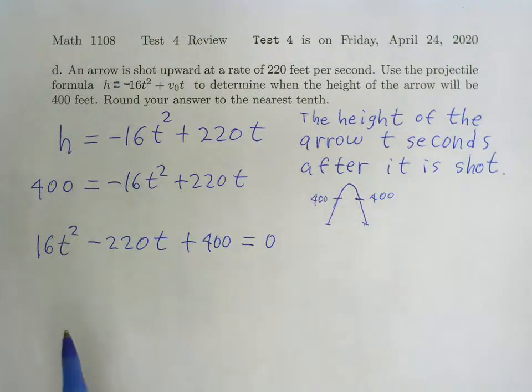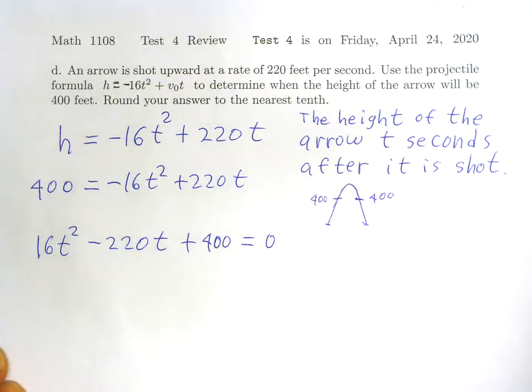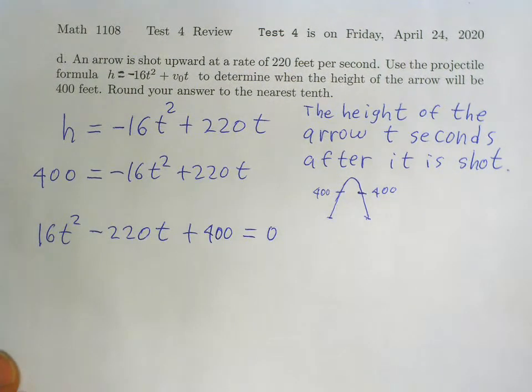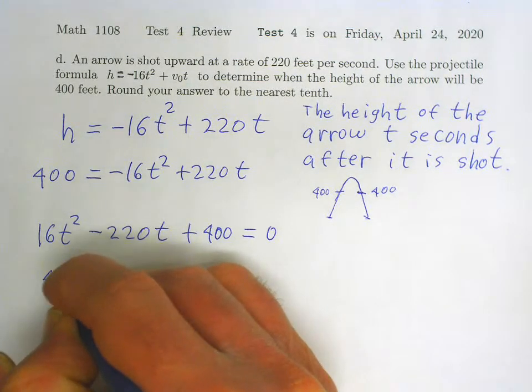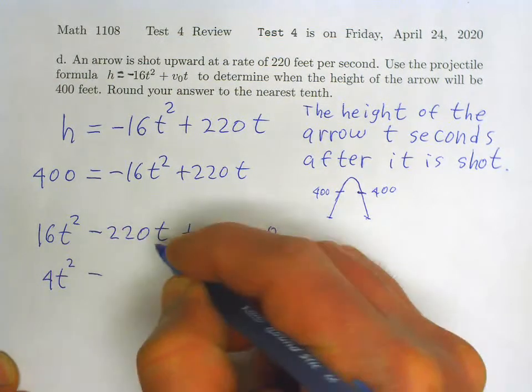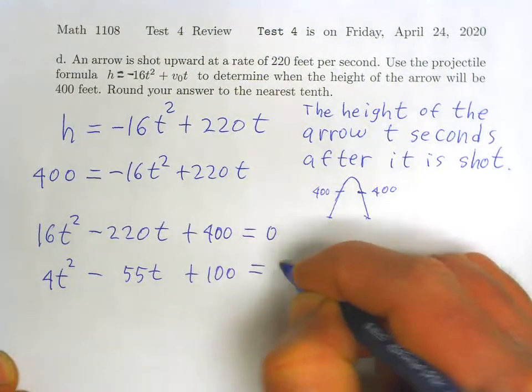You can use the quadratic formula with these numbers, but notice that the numbers 16, negative 220, and 400, they're all divisible by 4. So if we divide every term on both sides of this equation by 4, we'll get rid of some of the excess. So we'll get 4t to the second minus 55t plus 100 equals 0.